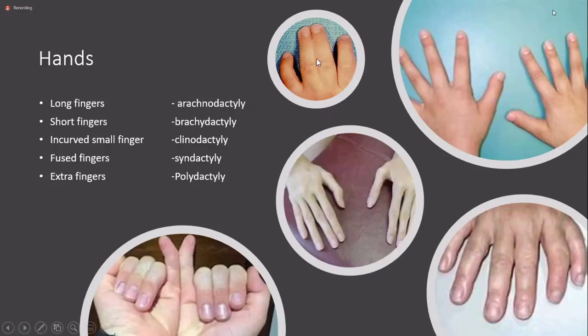Some brain abnormalities as well, the syndactyly. And then you can have polydactyly, right? More than 5 fingers, right? And if you have it on the side of the thumb, you call it preaxial. If you have it on the side of the small finger, you call it postaxial. So you can have preaxial polydactyly or postaxial polydactyly, right?